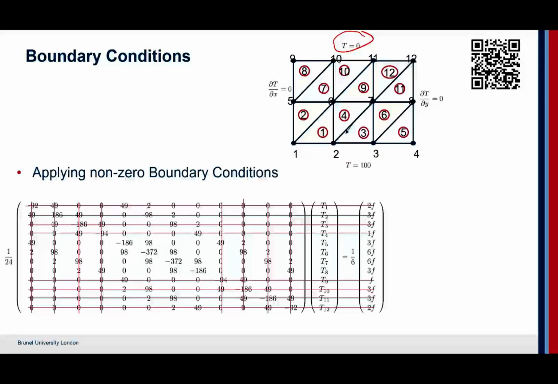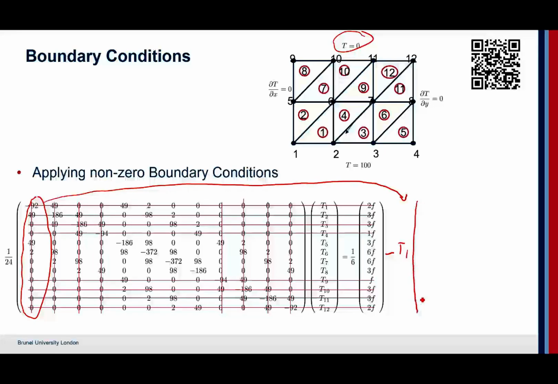But what we have to do then is, if you remember, we move the matrix to the right-hand side and multiply it by the value. So essentially what we're going to do is take this entire column here, and move it to the right-hand side and subtract, say, for this one, this is T1, times that matrix. So this would be minus, 92, 49, 0, 0, 49, 2, and then zeros down to the bottom. So that's for essentially T1.